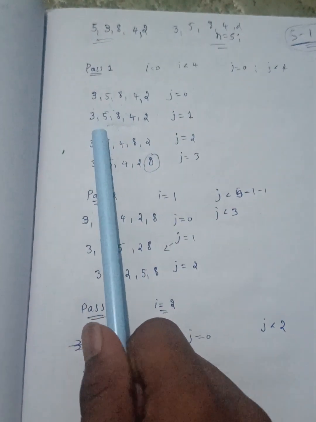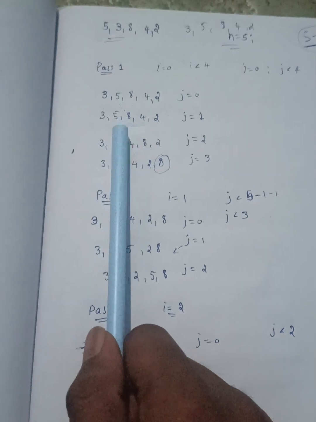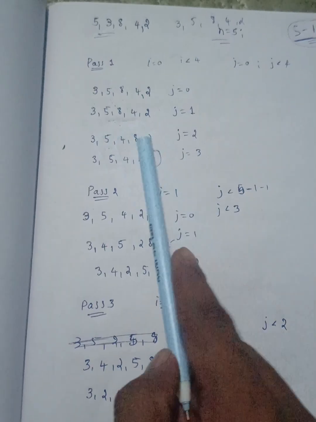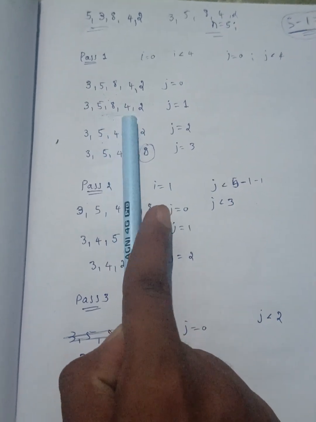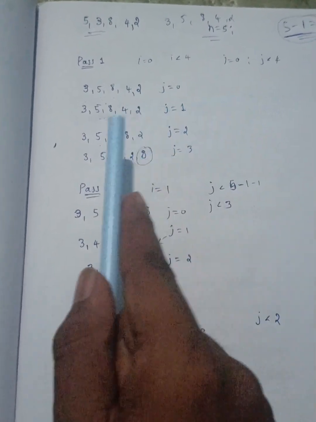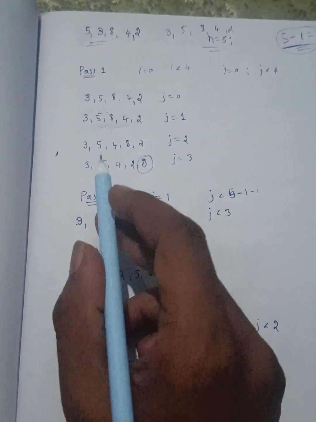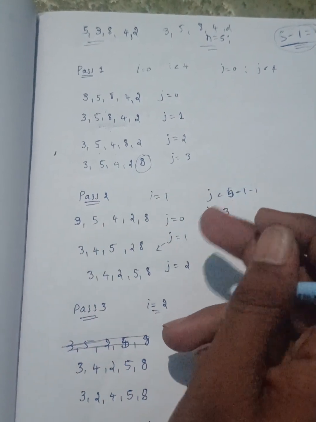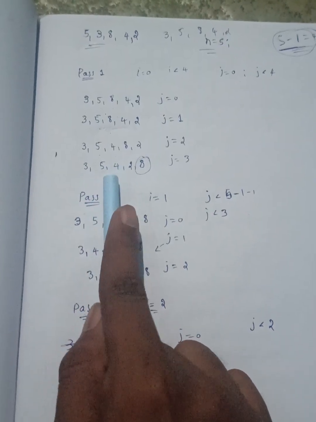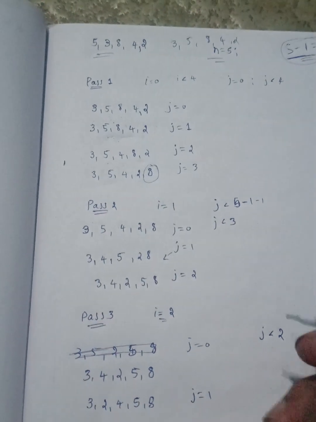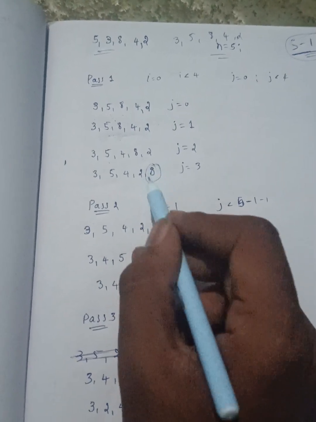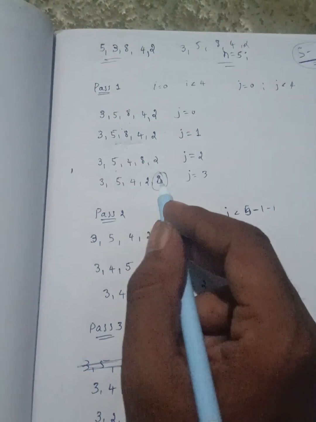Again we compare adjacent elements 5 comma 8, which is in correct order, so it will stay like that. And again we compare 8 and 4, which is in wrong order. 8 is greater than 4, yes it's true, so 3 5 4 8. So next 8 comma 2, which is in wrong order. 3 5 4 2 8. For every pass we are going to get the largest element in last, the last index.